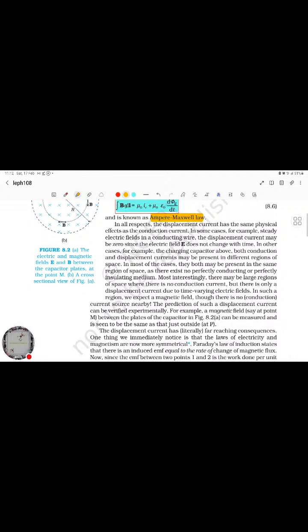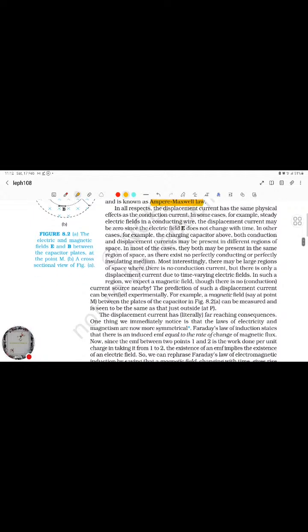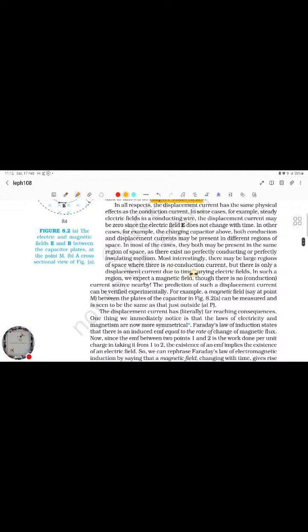So there might be regions where displacement current and conduction current do not exist in the same space, but in most cases they are present in the same space, because there is nothing called completely perfectly conducting or perfectly insulating. Most interestingly, there may be large regions of space where there is no conduction current, but there is only displacement current due to time varying electric fields. In such a region, we expect a magnetic field, though there is no current source nearby.